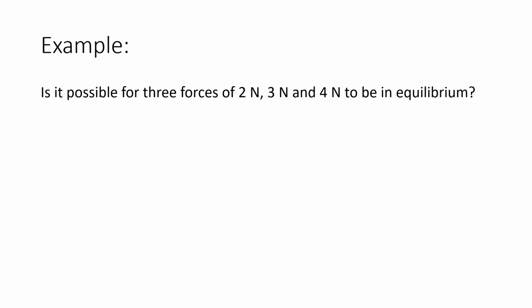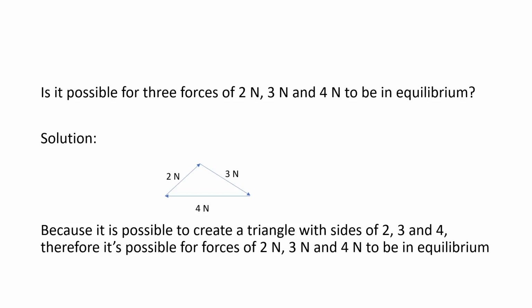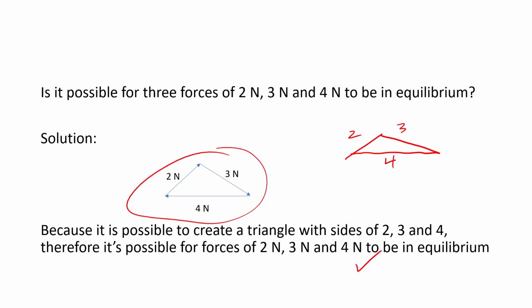Now let's ask ourselves if it's possible for three forces of 2 newtons, 3 newtons, and 4 newtons to be in equilibrium. The short answer is yes. You can make a triangle where one side is 2, one side is 3, and the other side is 4. That's a very possible thing. If that last side, instead of being 4, was like a 6 or an 8, we would not be able to make that triangle, but it's a 4, so we can definitely close that triangle off. We have equilibrium.